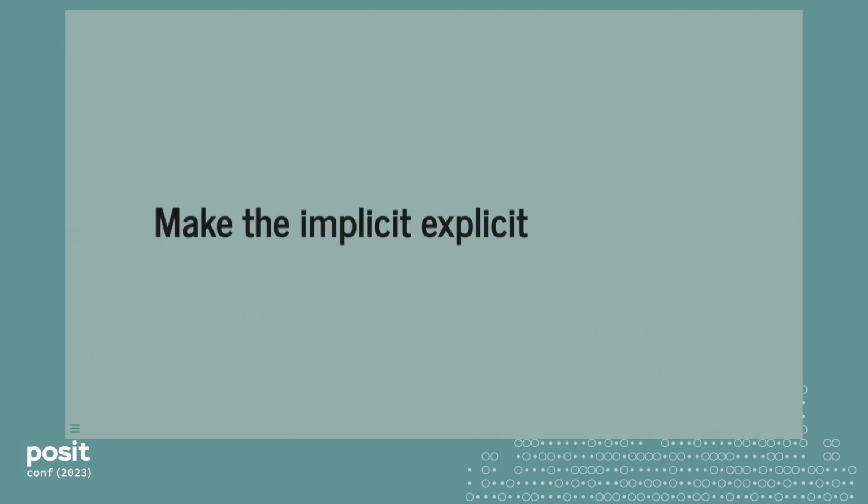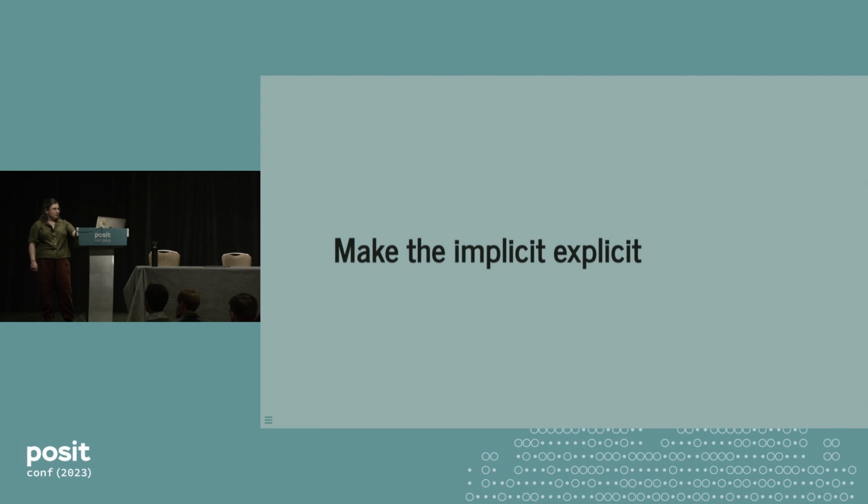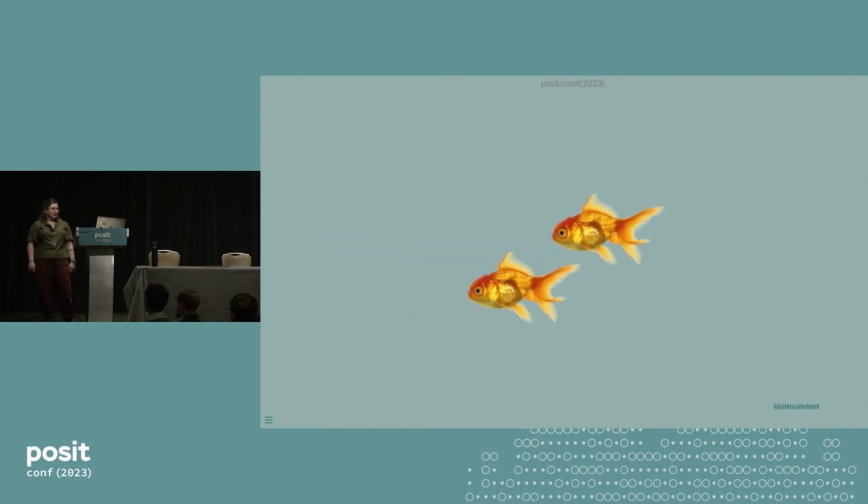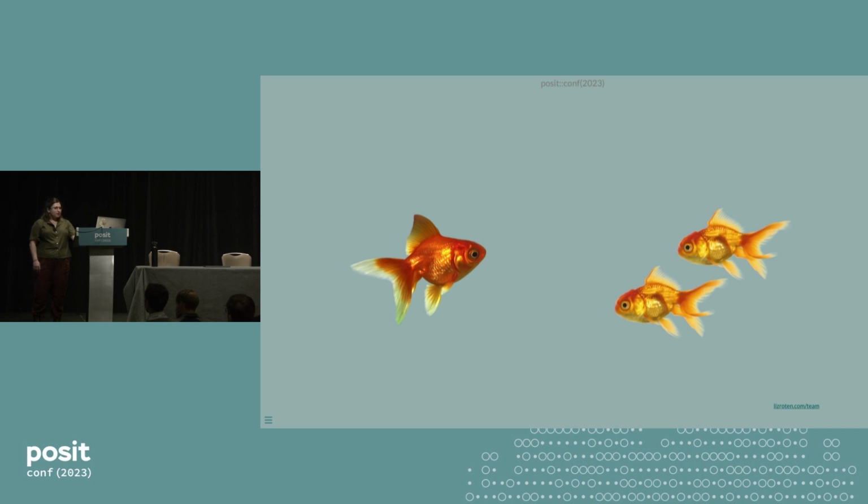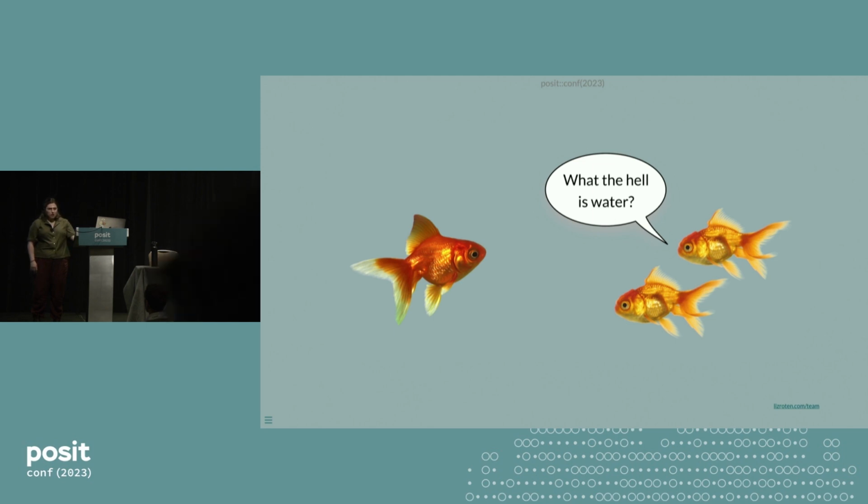So first, make the implicit explicit. The story here is from a commencement speech by a fairly famous American writer, in which there are a couple fish swimming around. And in this instance, we'll say that these are you and your coworker, having a great time being fish. A new fish comes along, and then they ask a fairly innocuous question: how's the water? To which there's silence. And then, what the hell is water?